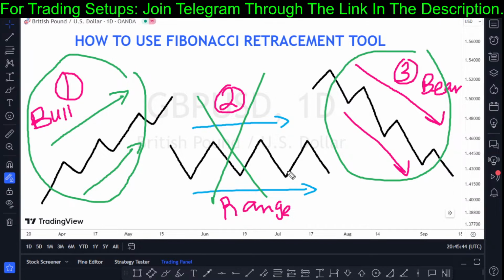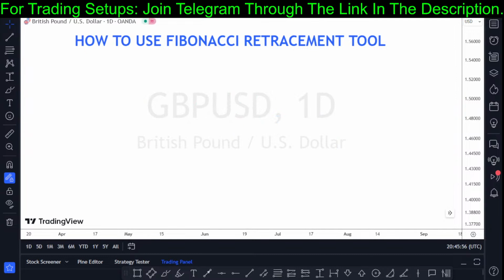If you have a ranging medium on the higher time frame, on the lower time frame a ranging medium is going to be a bigger trend. We talk about that in the later course of this study. For now, let's just focus on the basic aspect of using the Fibonacci retracement tool for beginners in the market.